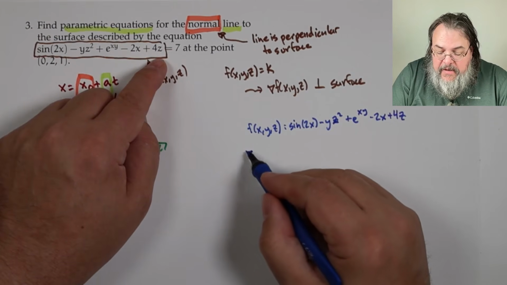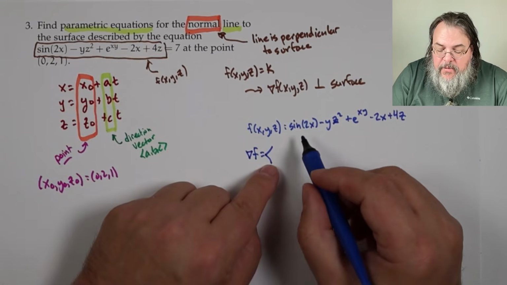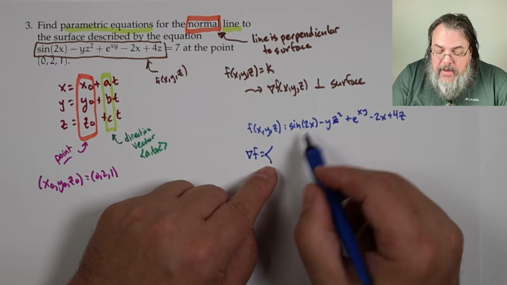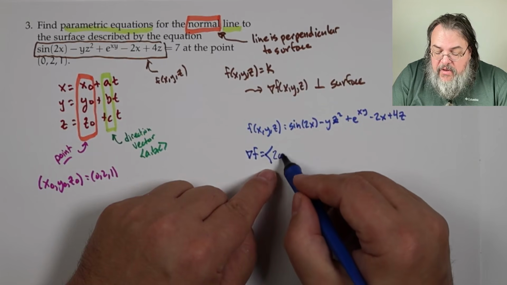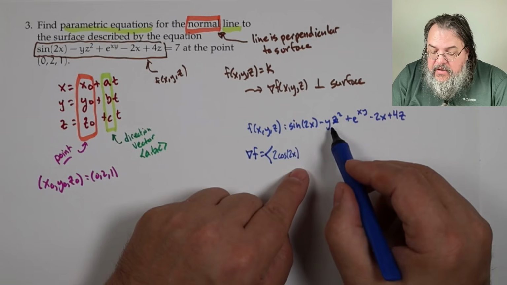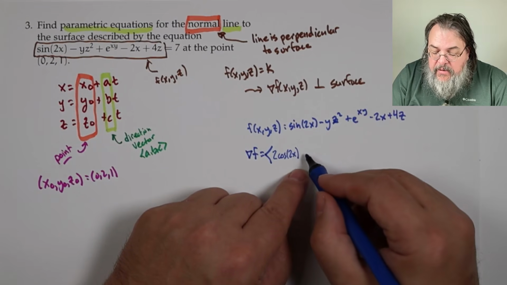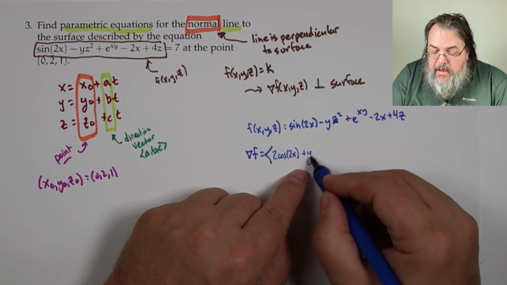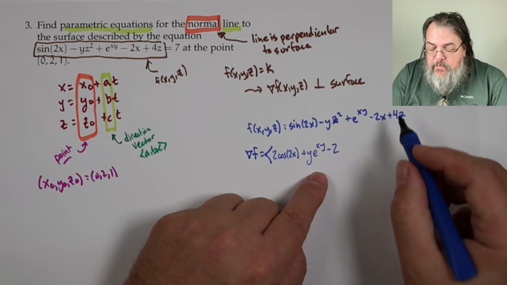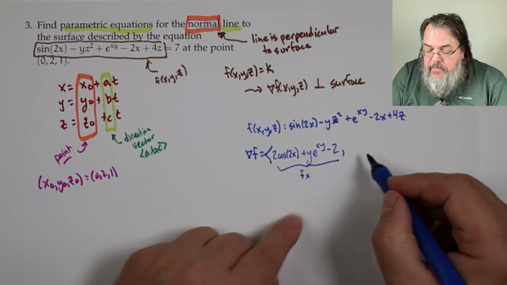So the gradient of f, that's our partial derivatives. We'll start with taking the derivative with respect to x. Derivative of sine 2x will be 2 cosine 2x. There's no x in that term. There's an x here. Derivative of e to the xy, the y comes down, so that becomes a plus y e to the xy, and a minus 2. So this is f sub x.